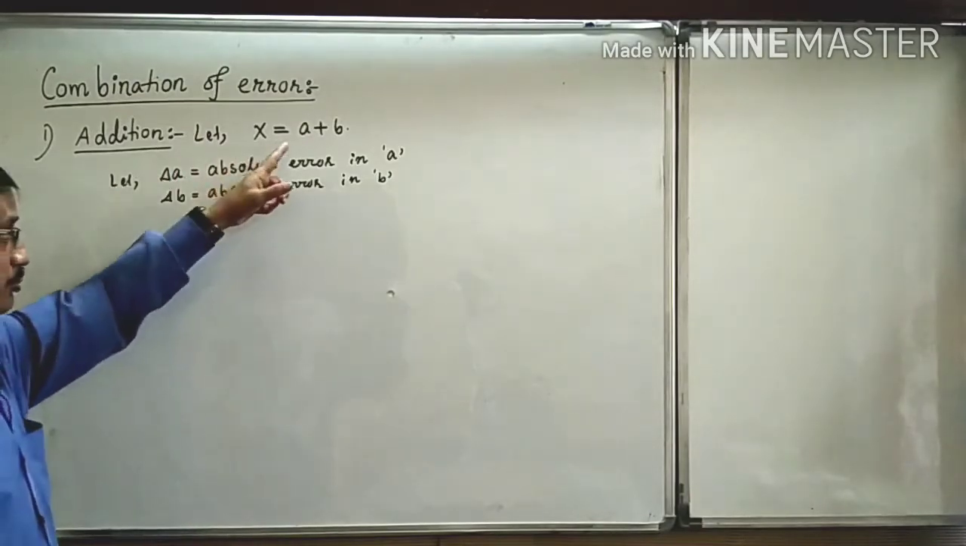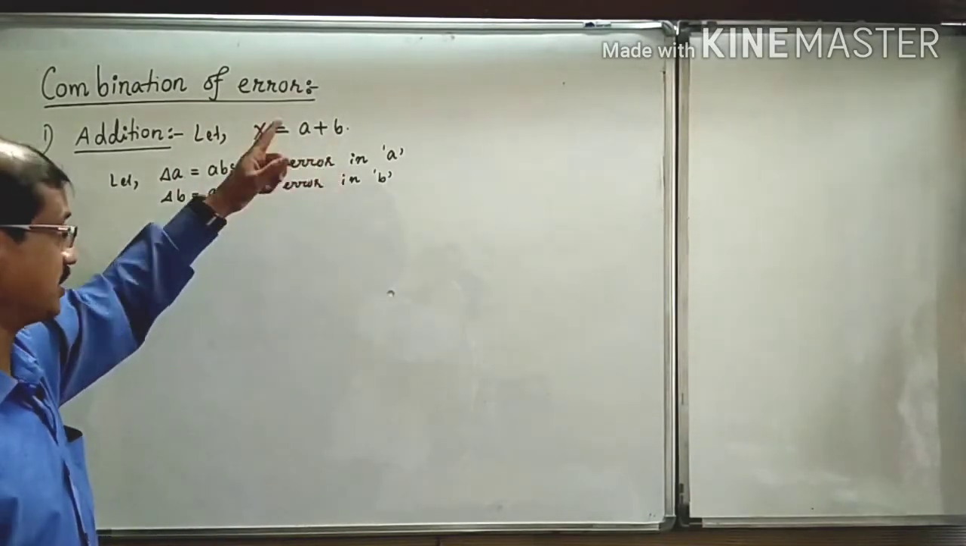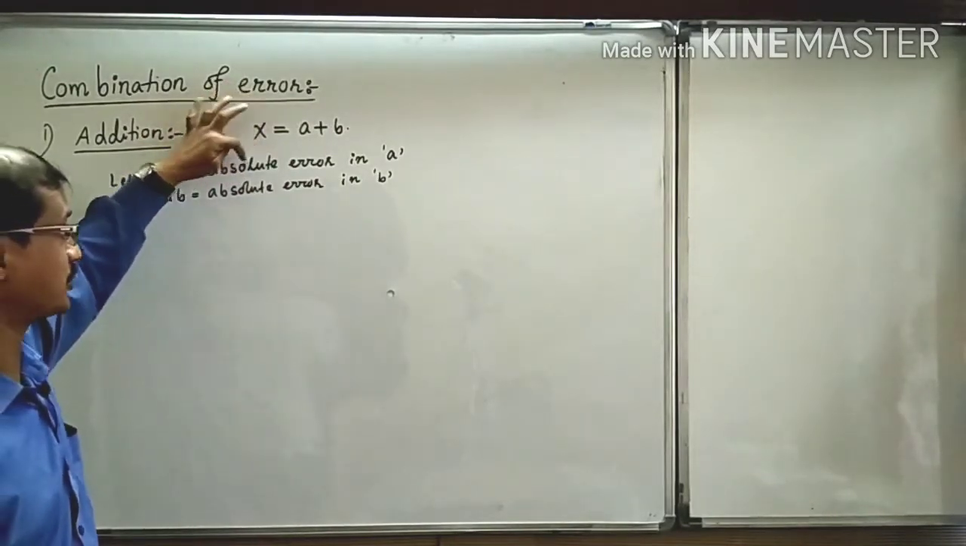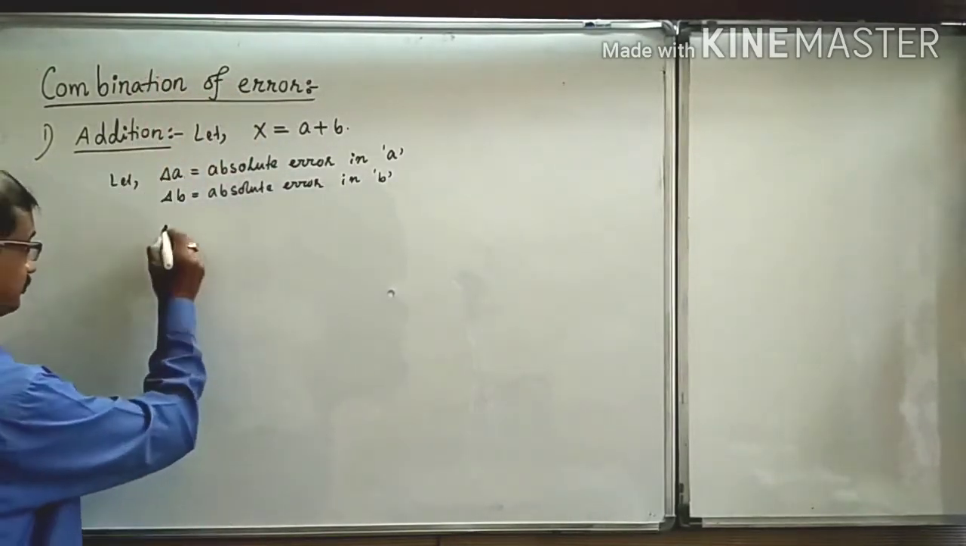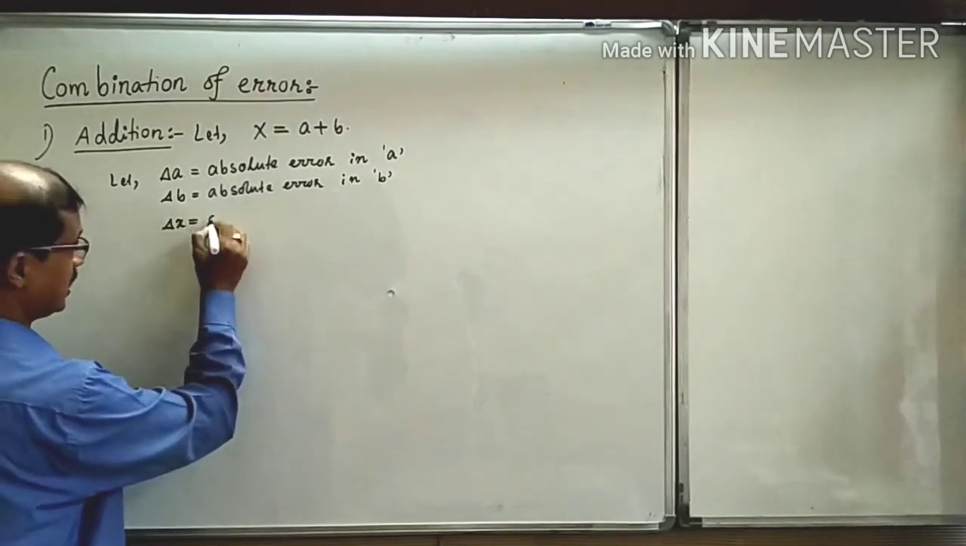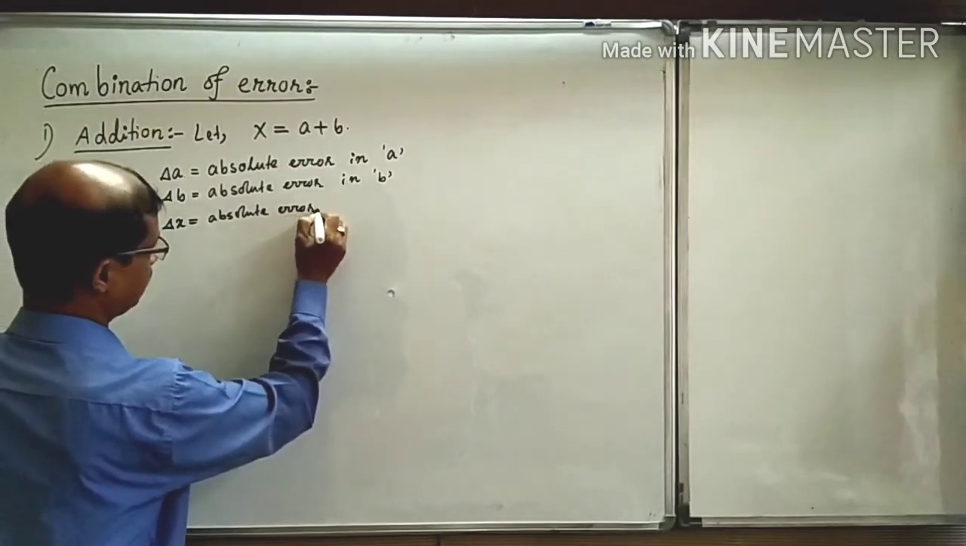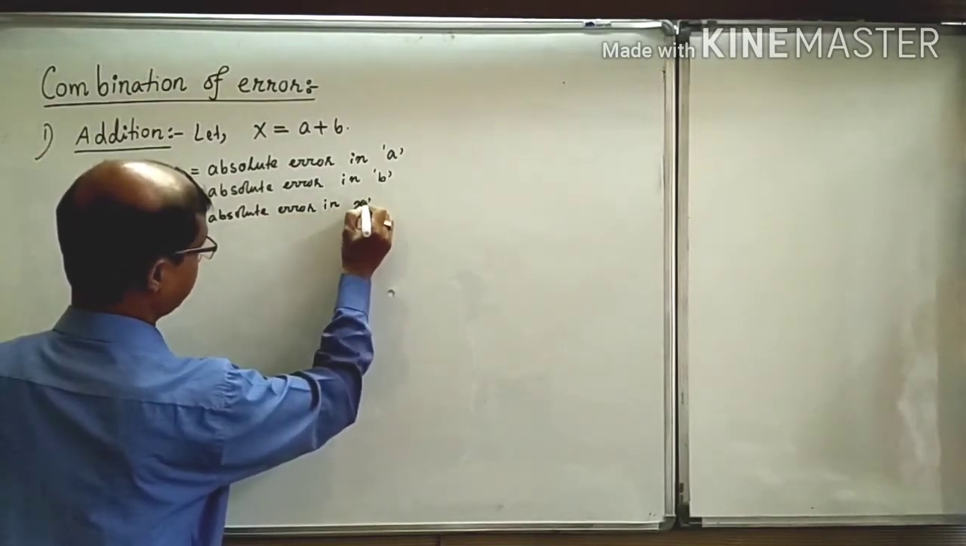If a and b have absolute error, it means there also exists absolute error in the measurement of x. So del x, it is the absolute error in measurement of x.